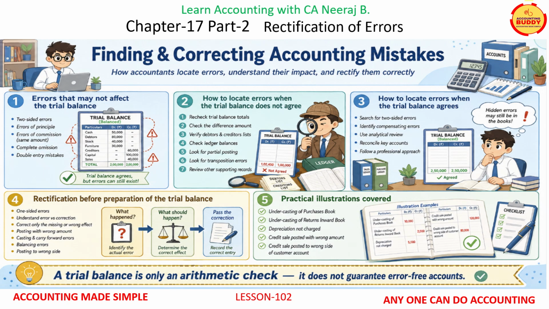In this lesson, we will learn how to identify, analyze and correct accounting errors in a logical manner. We explain the types of errors that may not affect the trial balance, such as two-sided errors, errors of principle, errors of commission, complete omission, and double entry errors. We also cover the step-by-step process of locating errors when the trial balance does not agree, and even more importantly, how to search for hidden errors when the trial balance still agrees.